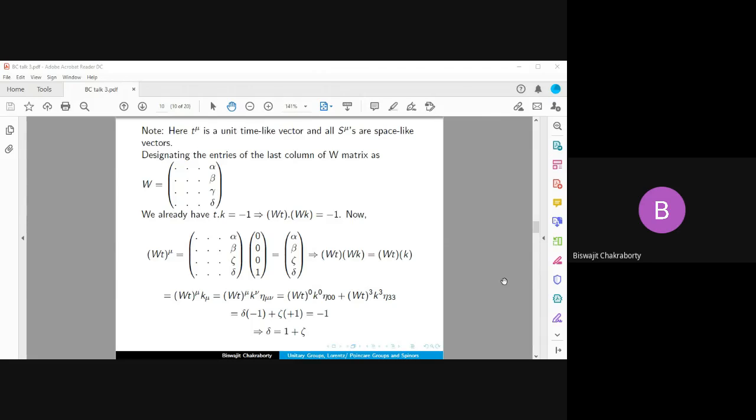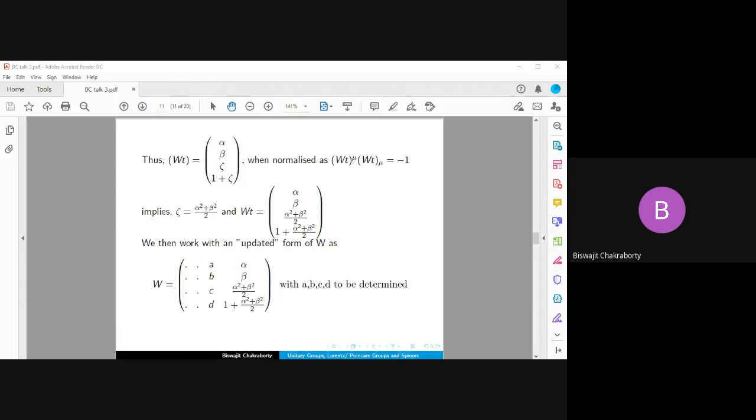Now, so you expand it again, Wt mu, K mu, eta mu nu. So again, the only surviving components will be Wt0, K0, eta 0, 0, and Wt3, K3, eta 3, 3. So you now substitute all the components, you will get delta equal to 1 plus zeta. So this will give a constraint relating the time component and the spatial component of the last column. So delta equal to 1 plus zeta. Let's go to the next slide, please.